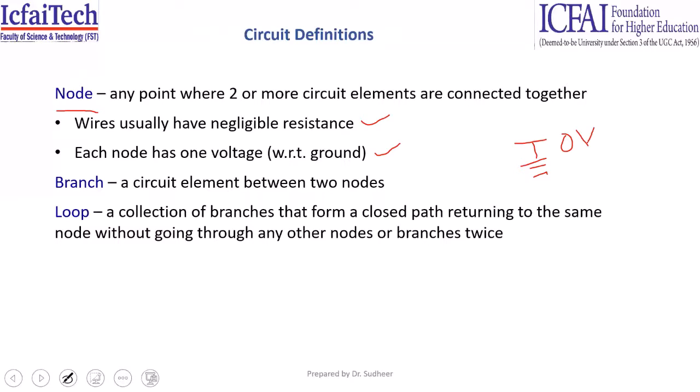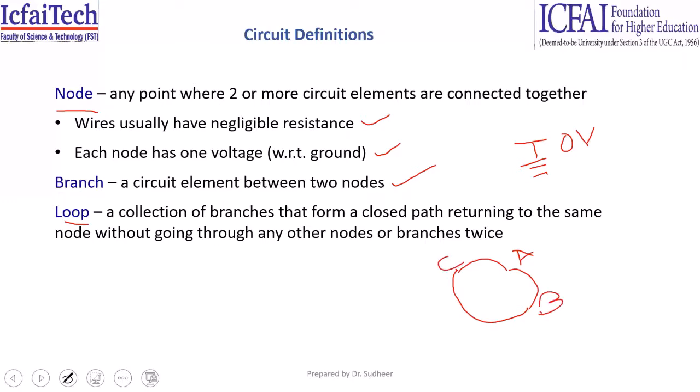Next, what is a branch? A branch indicates the circuit element between two nodes. The number of branches in a circuit is equal to the number of elements connected between two nodes. Then what is a loop? If you start from one node, travel to other nodes, and then come back to the same node, such that no node is encountered more than once, then it is called a loop.